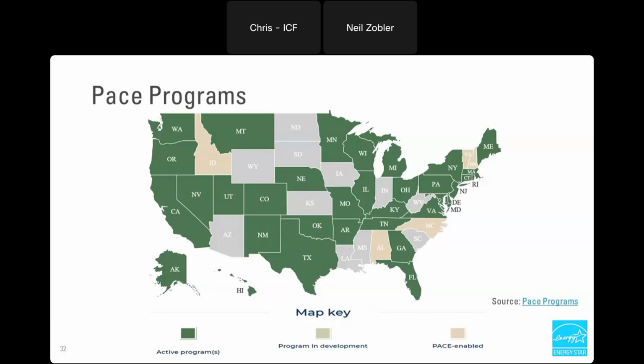Here are the PACE programs. You'll get this map in the presentation copy. You can click on the link here on the bottom to bring you to the actual PACE programs themselves.